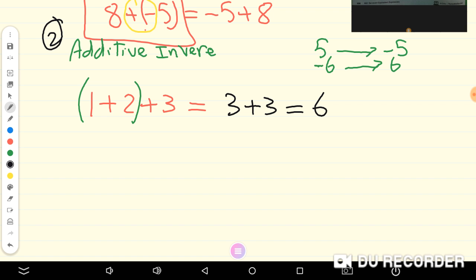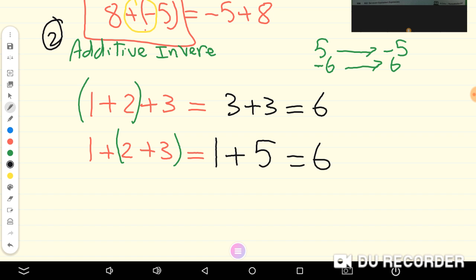Someone else said, no, I can write it another way. 1 plus 2 plus 3. I will not start with the first and second; I can start with the second and third. So it will be 1 plus, and we finish what is inside the bracket first. So 2 plus 3 is 5, 5 plus 1 is 6. It's the same answer.